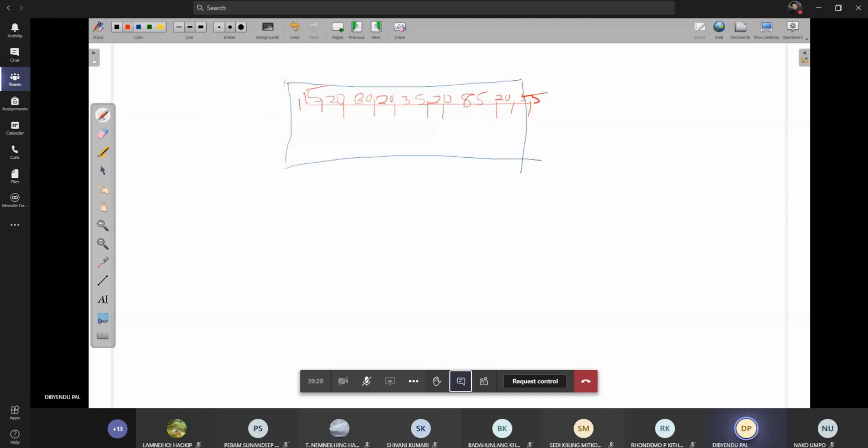So this is the starting section. Let us say this is denoted by X, and this is the end section, denoted by Y. I'll tell you what is there. Just let me do it.